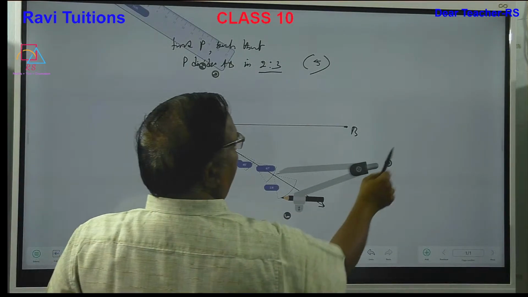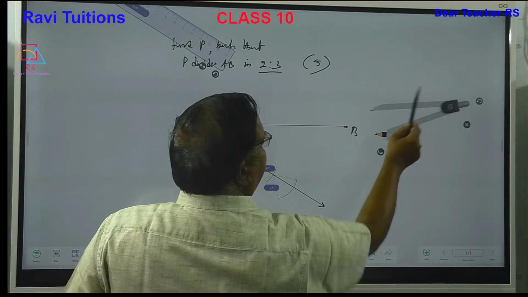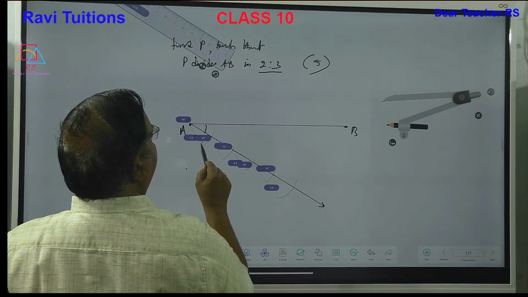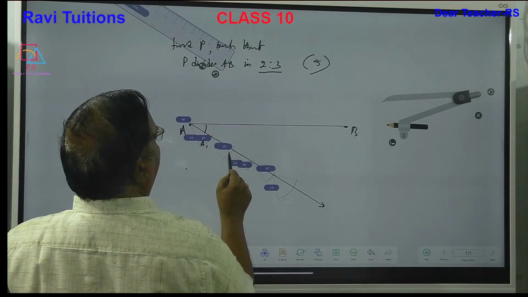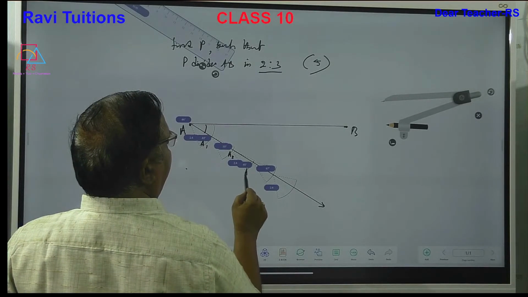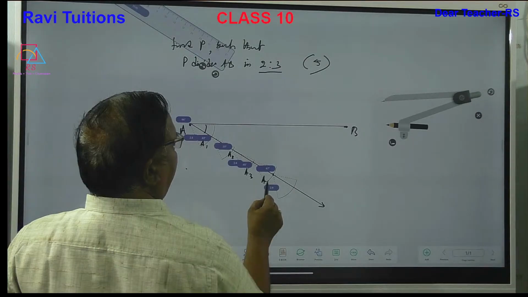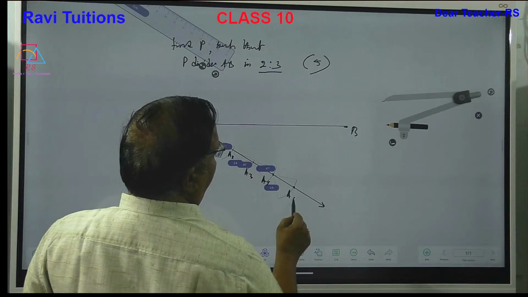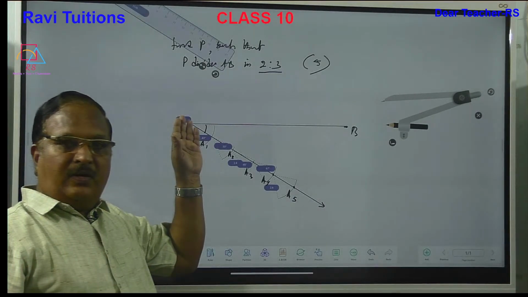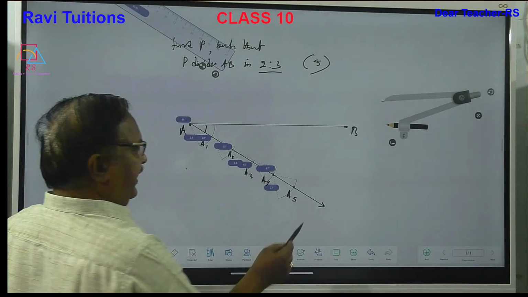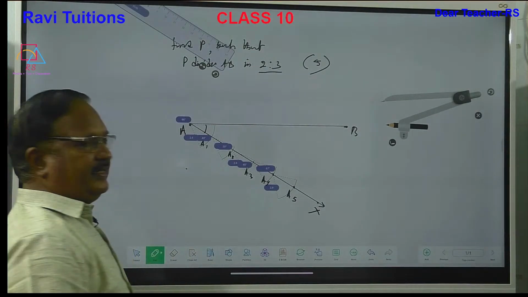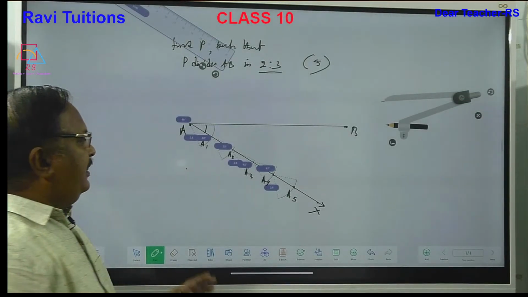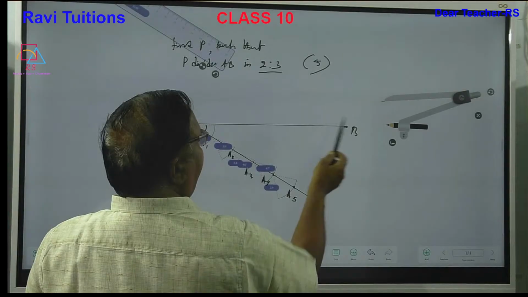Let us say this part is A1, this part is A2, this part is A3, this part is A4 and this is A5. We got equal parts on this ray, let us name it AX. Now you join A5 and B.